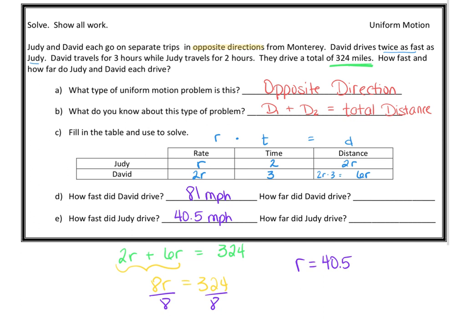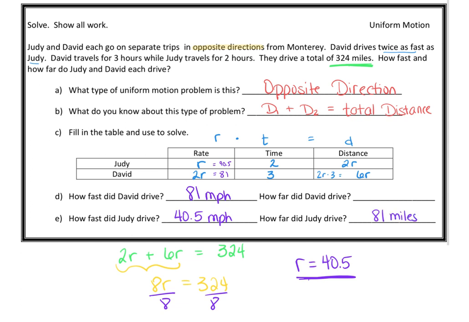Now it says how far. They want to know the distance, right? Well, Judy's distance is 2 times r. 2 times, what was my r? 40.5, right? Or I could say, if I filled this in, her rate is 40.5, his rate is 81. Either way, 2 times 40.5. She traveled 81 miles, right?